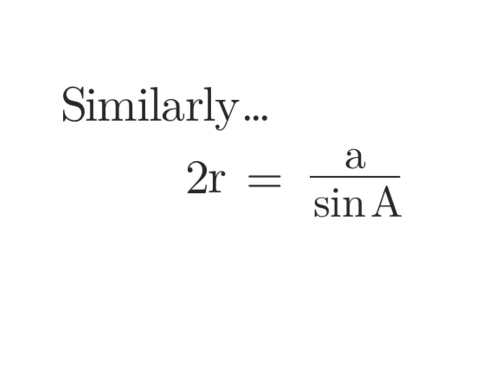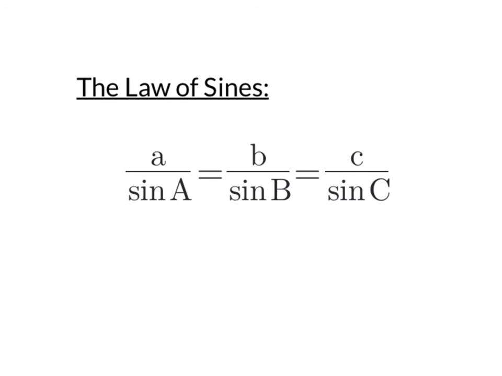And really in the exact same way, just drawing the diameter through the third point, we can show that 2r is also equal to a over the sine of A. And that's what gives us the law of sines, that in any triangle ABC, the diameter of the circumscribed circle has the same ratio, a to the sine of A, and that's the same as b over the sine of B, and that's the same as c over the sine of C.